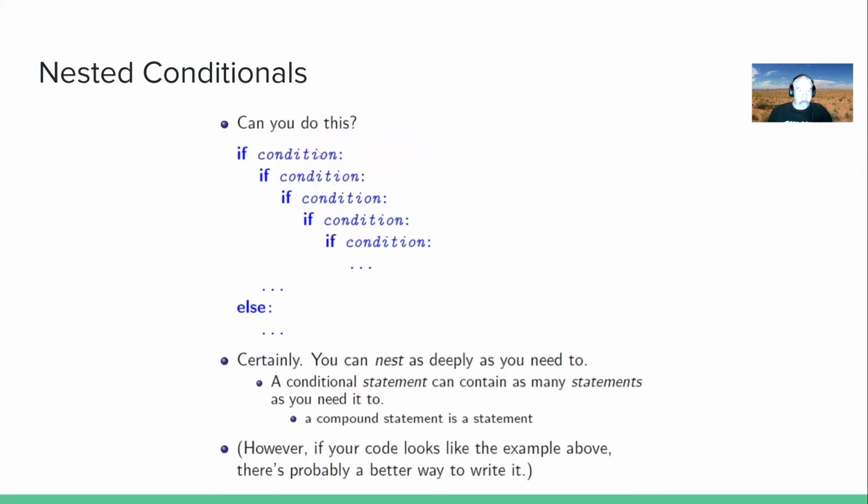You can also do this: if this, if this, if this, and then else. In this case, the else applies to the if at the same level of indent, so if that returns false, this else would happen. These ifs would only happen if this were true. These three ifs would only happen if both of the first ifs were true, and so on and so forth, right? So you can certainly nest as deeply as you need to.